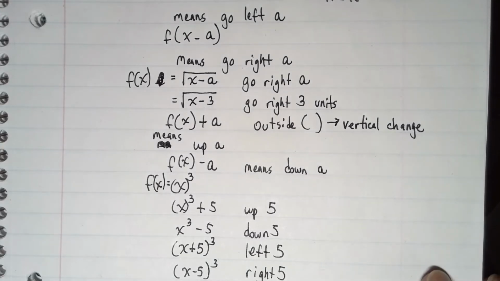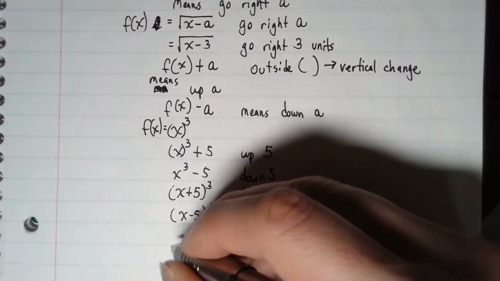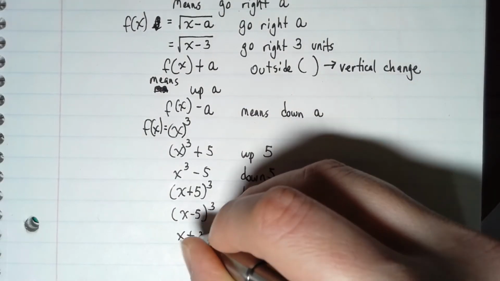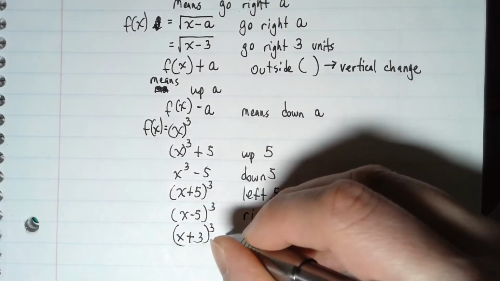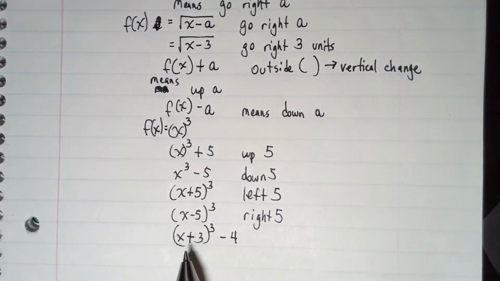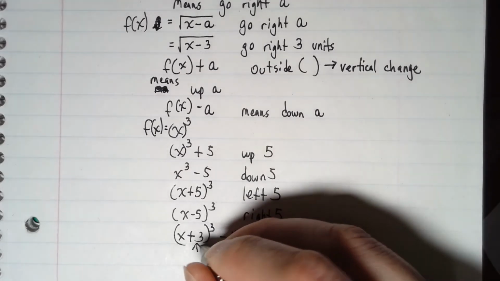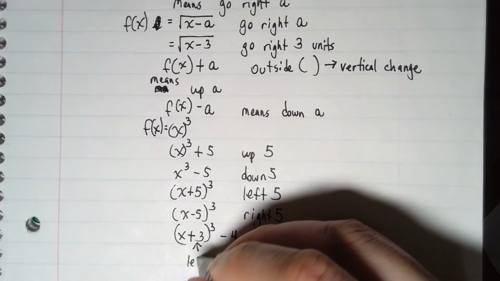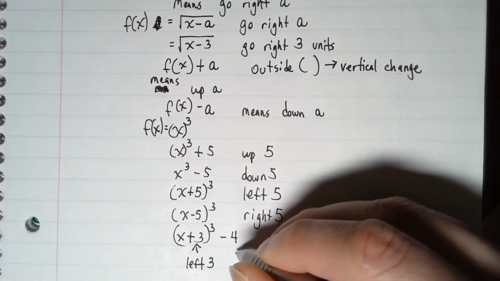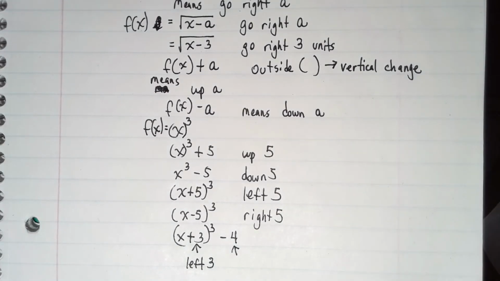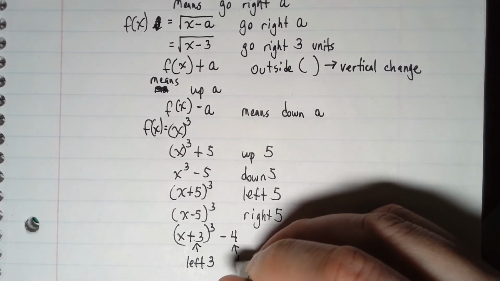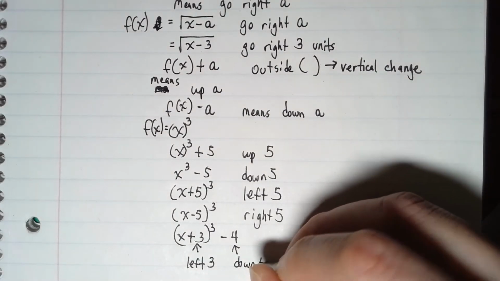And you can put them all together to create a fancier one. x plus 3, cubed, minus 4. The plus 3 is only affecting the x, and it's also inside the parentheses. So that means it's about left and right. That actually means left, because we gotta do the opposite. And the minus 4 right here is outside, so it's a vertical change, up or down, and it is straightforward. Down 4.